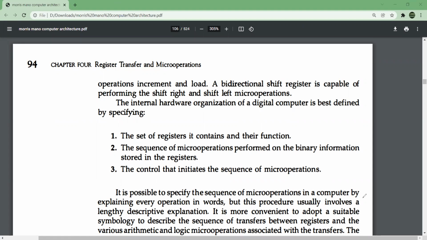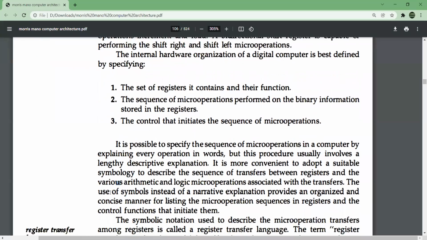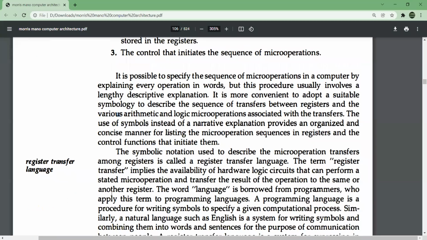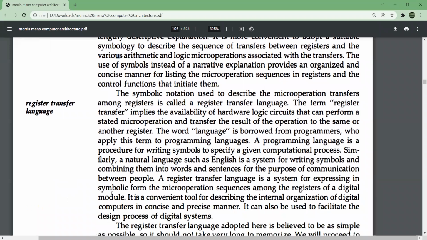So it is possible to specify the sequence of micro operations in a computer by explaining each micro operation in words. So if you have to do any work, the sequence of micro operations for it is available, and you have to go inside that sequence and perform those micro operations.